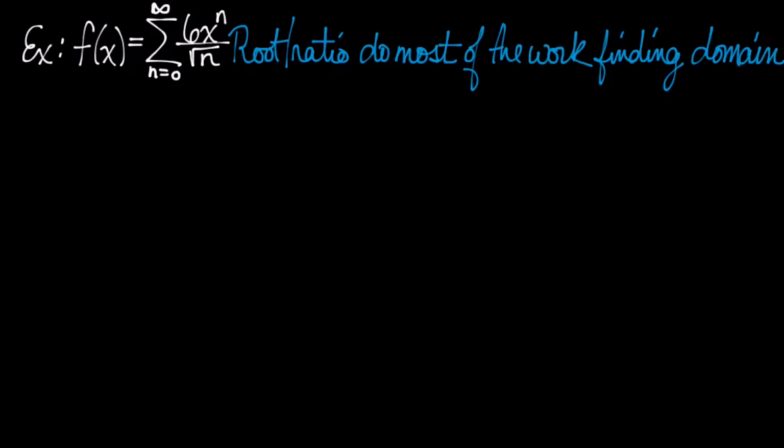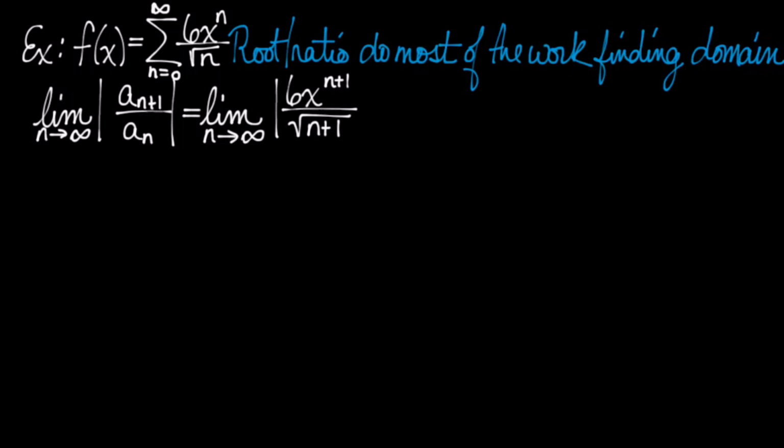Now, most of the time, the root and ratio tests are going to do most of the work finding the domain for you. And all you have to do is set up this, the ratio test. You set up this ratio, compute this limit, and then use the results that you find. Those are very powerful tests. So the n plus 1th term is this with n plus 1. See how I have 6 times x to the n plus 1 on top, and I have radical n plus 1 on bottom. That's just a sub n plus 1.